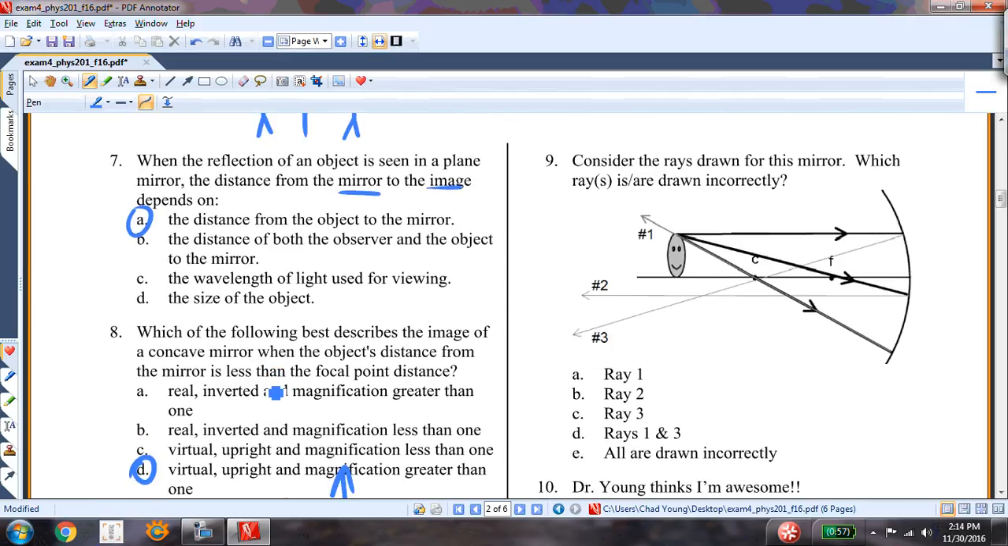Consider the rays drawn in this mirror. Which rays is or are drawn incorrectly? Well, let's see. Ray number 1 goes through the center of curvature and then back upon itself. That's okay. So it's not ray number 1, and it can't be rays number 1 and 3 either. This one goes parallel to the axis and then through the focal point. So that one's okay. Which one was that? That's ray number 2. That one checks out. Ray number 3 goes parallel to the axis and through the focal point. What was ray number 2? It went through the focal point parallel to the axis.